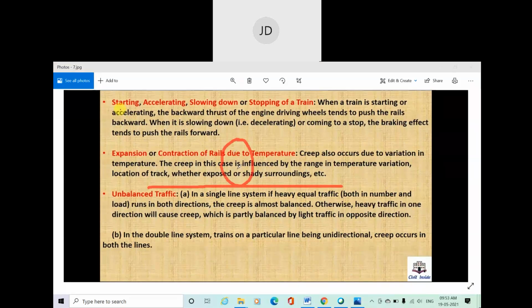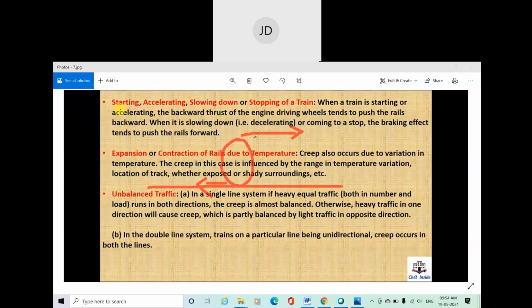Now I already told you that a train starts suddenly. It gives a sudden acceleration to the engine. So when this train starts moving from a particular station, it gives a backward drag along this direction, because of the friction. This tends to move the rail in the opposite direction, and it moves forward. This is the case when the wheel starts moving.